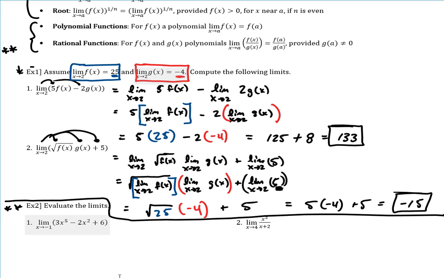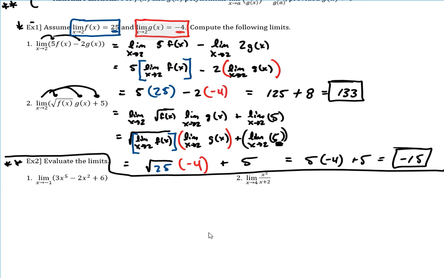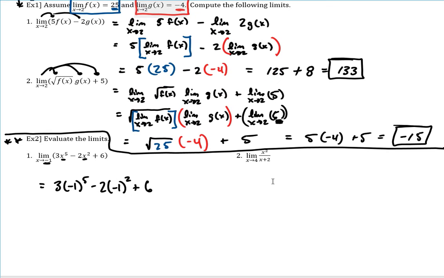So on this problem, this is a polynomial, 3x to the 5 minus 2x squared plus 6. So that means all you have to do is just plug in this negative 1 into all your x's to get your answer. So this is the same thing as 3 times negative 1 to the 5th minus 2 times negative 1 squared plus 6. And then from there, it's just simplify. So this is negative 3. Negative 1 to the 5th is negative, and then times 3 is negative 3.